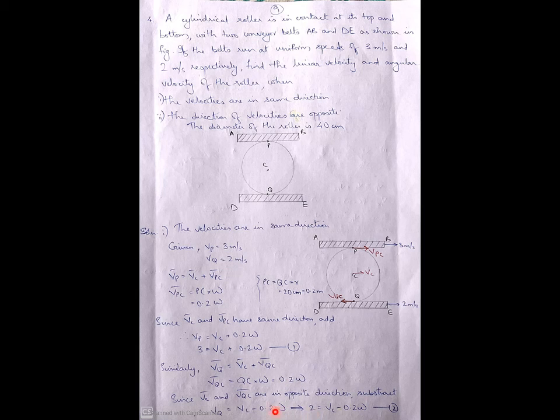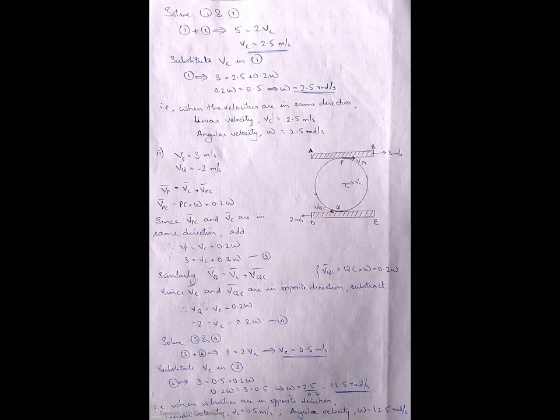So you will be getting velocity of Q is 2. So it is 2 equal to Vc minus 0.2 omega. This is equation 2. Now solving equation 1 and equation 2, we will be getting velocity of C as 2.5 meter per second. Substitute Vc in either equation 1 or 2 and we will be getting omega, the angular velocity. So this has been asked in the question, to find the linear velocity as well as angular velocity.